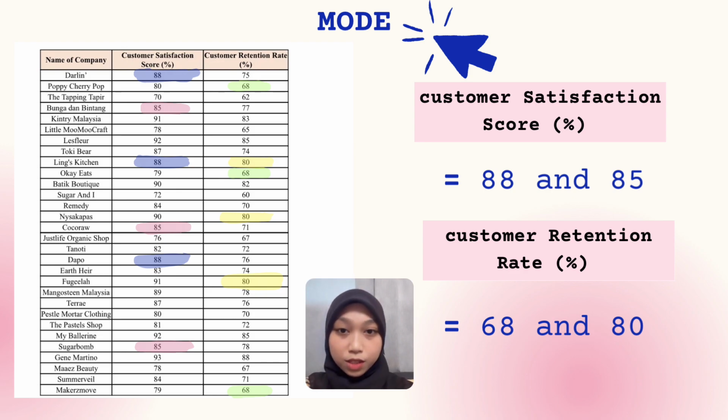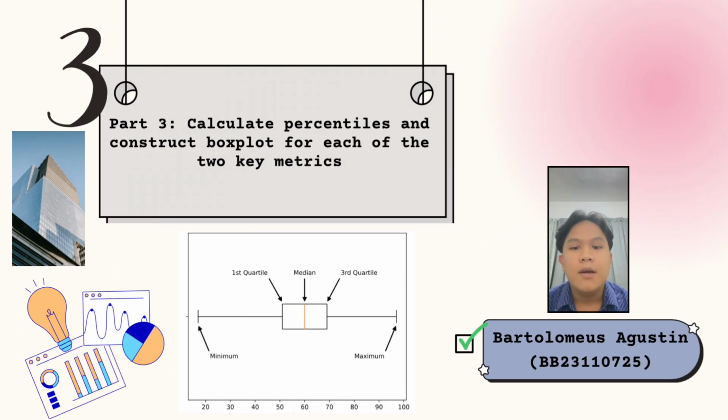In conclusion, all the central measures, which are mean, median, and mode, show that customer satisfaction is consistently higher than customer retention rate, and this could suggest that while customers are happy, other factors may be affecting their loyalty or repeat behavior.